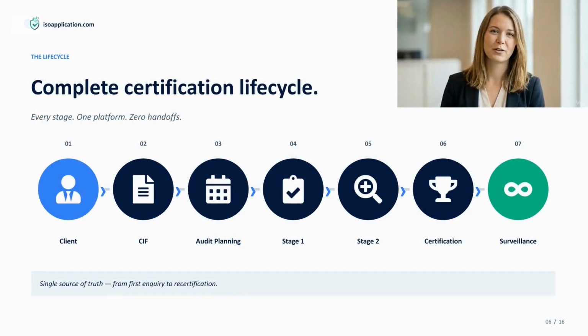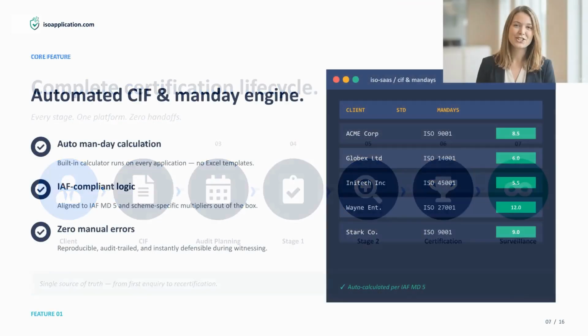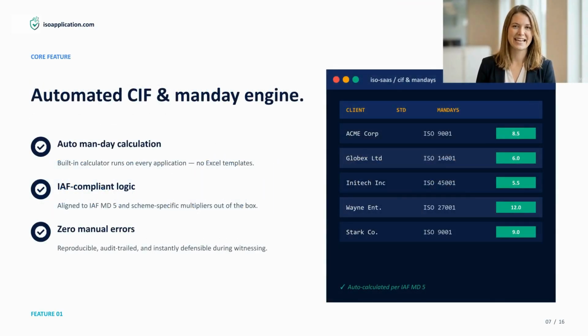The platform manages the complete certification lifecycle, from initial client contact and CIF through to surveillance. It acts as a single source of truth, eliminating handoffs between stages. A core feature is the automated CIF and man-day engine. This provides auto man-day calculation, IAF-compliant logic, and eliminates manual errors, providing reproducible, audit-trailed results.